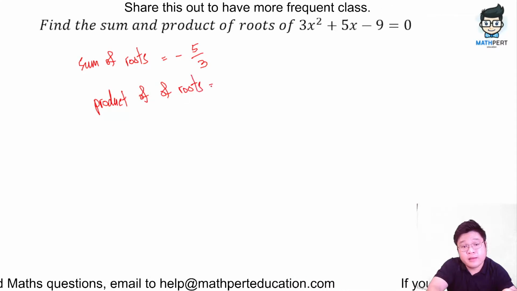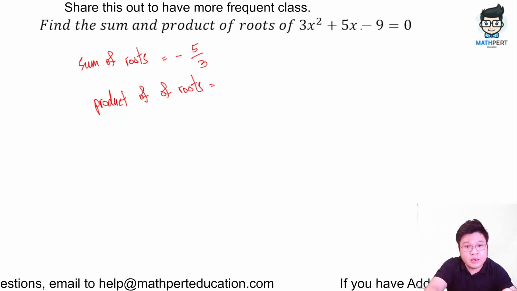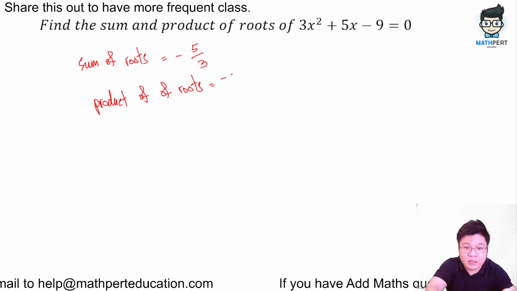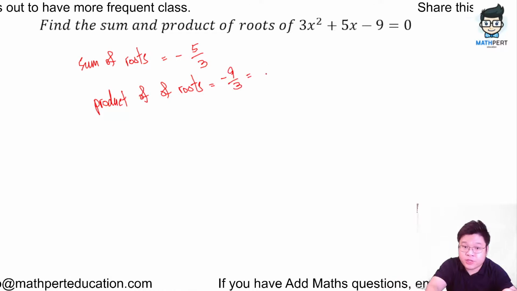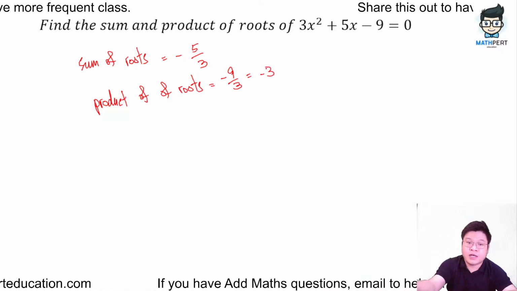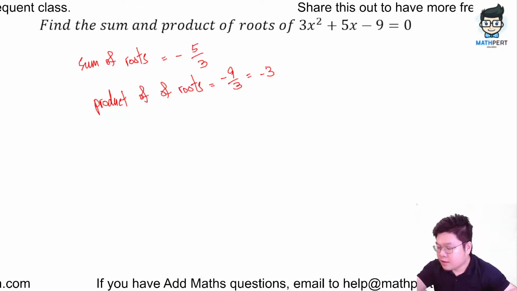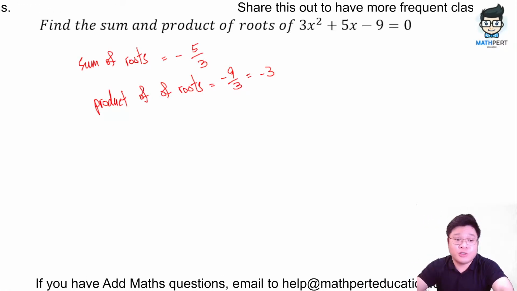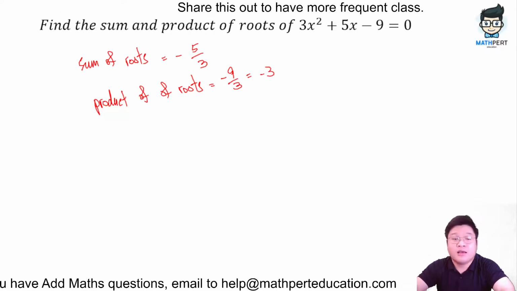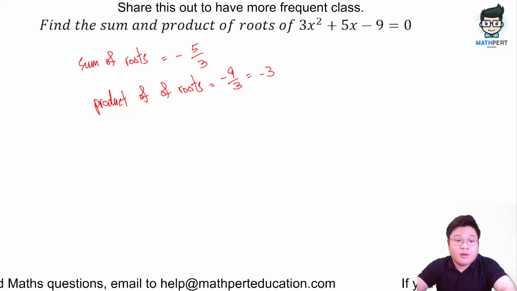Roots will be c over a. C in this case is negative 9. Negative 9 over 3, which is negative 3. So that's the answer.